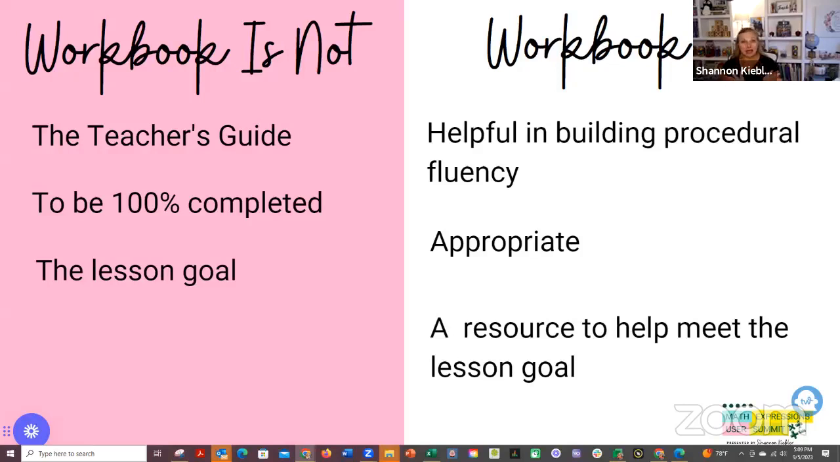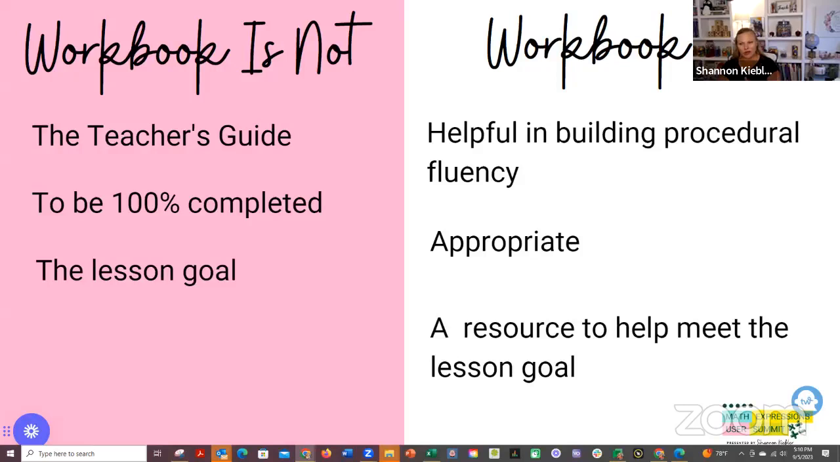The workbook is not to be 100% completed. Okay, it was never meant to be, as completion does not equal mastery. Just because you do all the problems doesn't mean they get it, doesn't mean they're proficient, and definitely doesn't mean they're mastered. But I think for a lot of us, that's even how we grew up, is we completed all the problems on every page.